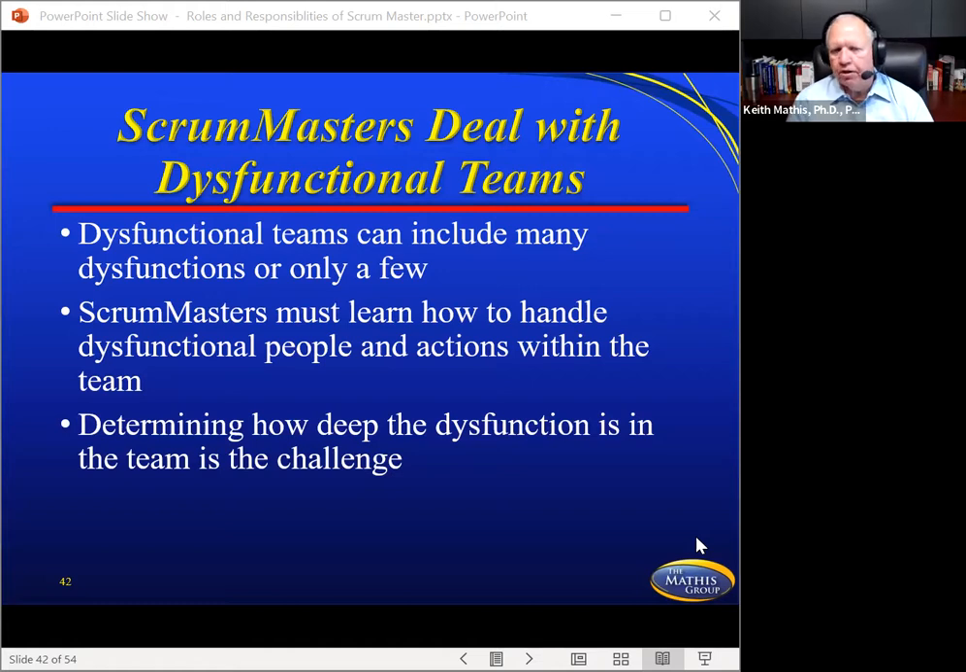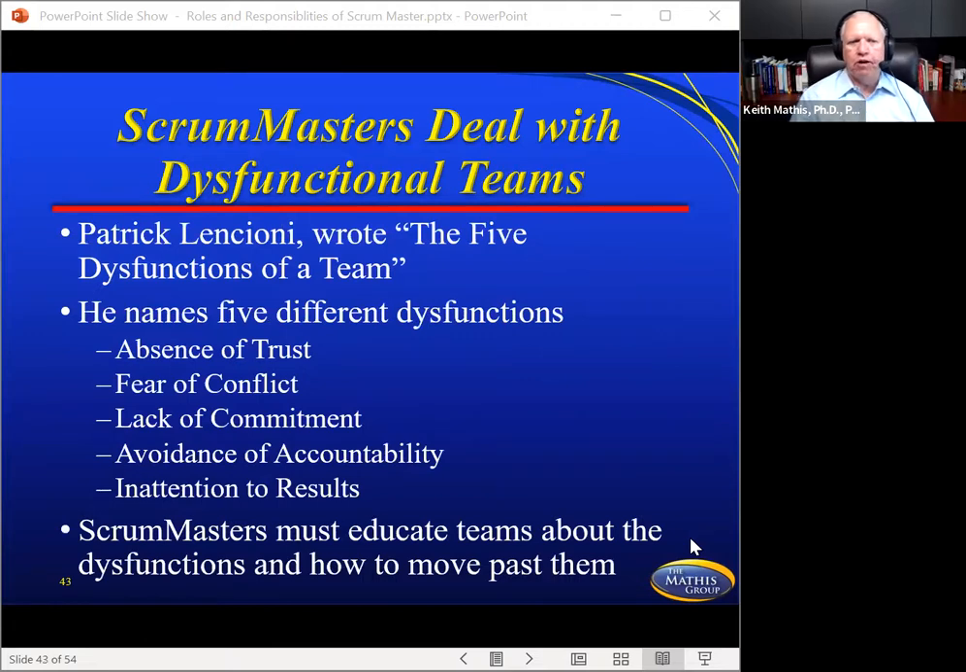Determining how deep the dysfunction is in a team is sometimes a challenge, but sometimes these dysfunctions, remember, didn't get there overnight. They got there over a period of time. And some organizations maybe have a dysfunction, and as you start Agile and Scrum, that dysfunction shows up. And so you have to be able to deal with that some.